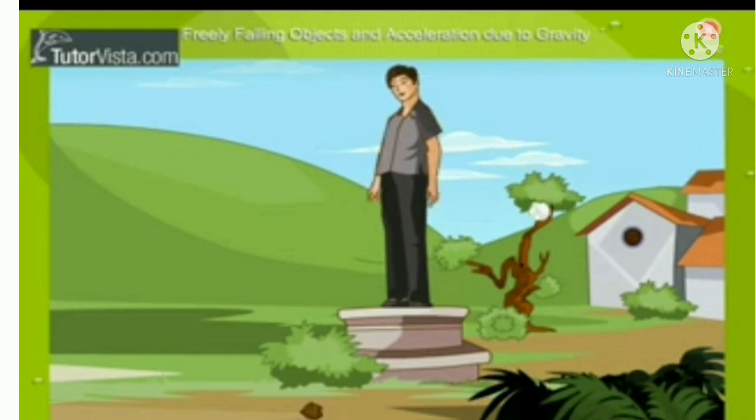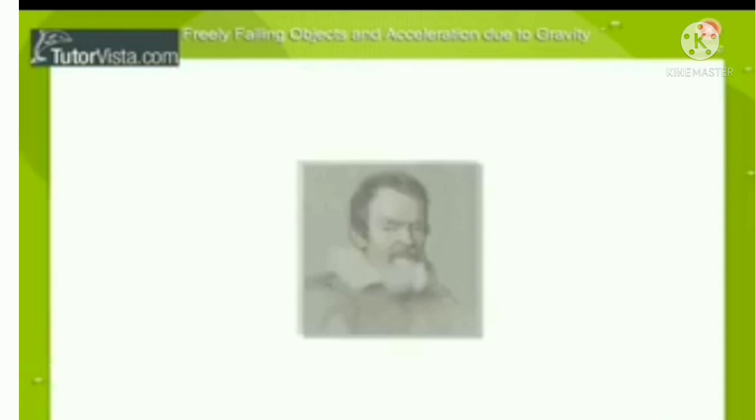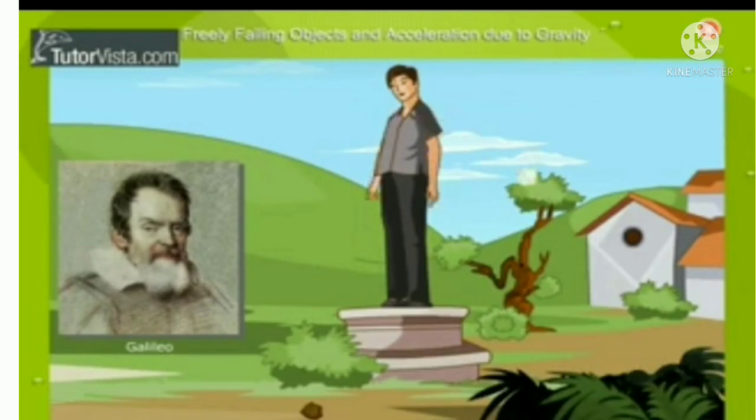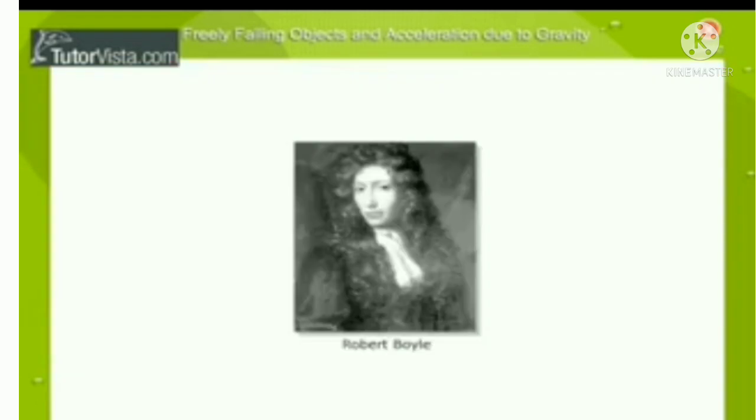Here he is dropping two objects, a stone and a cotton ball. The cotton ball reaches the ground later than the stone. Do you know why? Because of air resistance around the earth. This statement was first given by the scientist Galileo. What is Galileo's statement? If there is no air resistance, all objects will fall at the same time. Because of air resistance only, the cotton reaches the ground later than the stone.